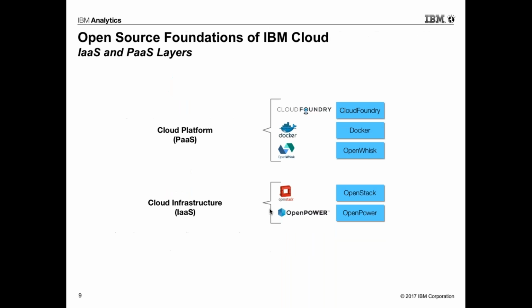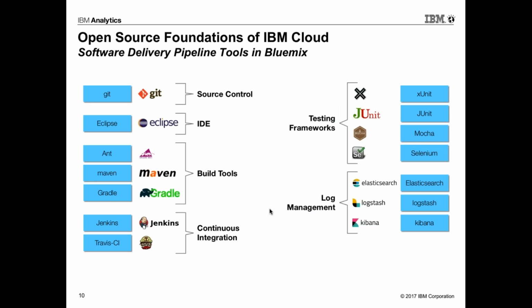Further going down to the foundations of IBM Cloud is platform as a service and infrastructure as a service. Under platform as a service, there's Cloud Foundry, Docker, and OpenWhisk. And then under infrastructure as a service, there's OpenPower and OpenStack. So these are the two other components of IBM Cloud classified under platform as a service and infrastructure as a service. And then the last part of the presentation is the foundations of IBM Cloud and the pipeline tools that are also available in Bluemix.